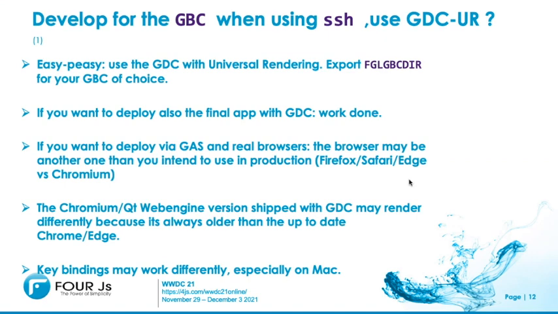The first thing is, of course, if you want to develop with the GBC, then you can use the GDC. And the GDC in version 4.0 uses the GBC by downloading it magically through the FGLGBCDIR environment variable. It makes no difference if you are working remote or local. You just need to set FGLGBCDIR, and you can call your program with fglrun, and it pops up in your GDC. So that is, of course, a very easy opportunity to work with universal rendering. And if you want to deploy the final app with GDC, then all is fine. You just need a GDC.